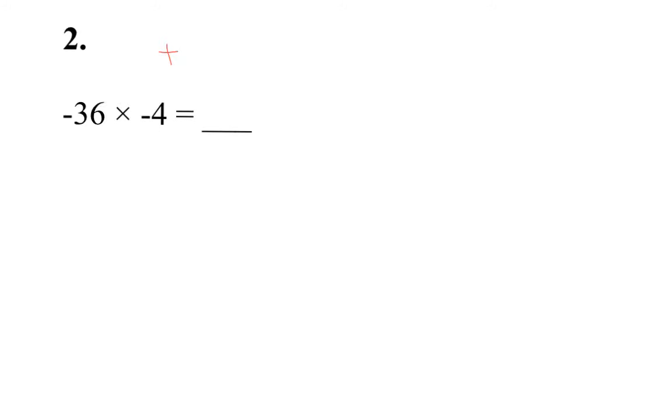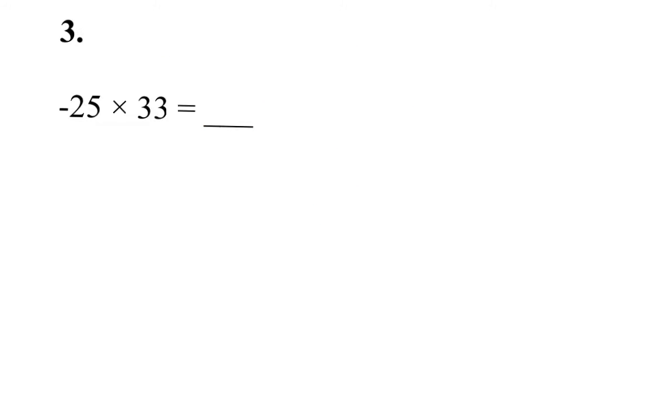Now you can use your calculator to do 36 times 4, or you can write it out and do it longhand. 6 times 4 is 24. Write down the 4, carry the 2. 3 times 4 is 12, plus the 2 is 14. So that means negative 36 times negative 4 is going to be positive 144.